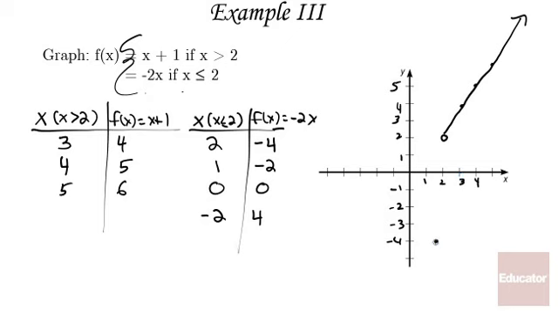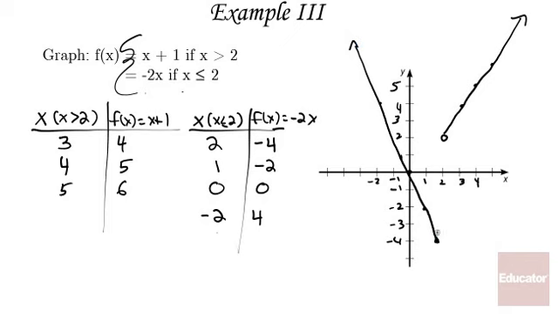And that is including the 2. When x is 1, so these are values greater than or equal to 2. Less than or equal to 2, so I'm getting smaller, less than or equal to 2. When x is 1, f of x is negative 2. X is 0, f of x is also 0. When x is negative 2, f of x is up here at 4. Okay, so I've got a steep line going right through here.